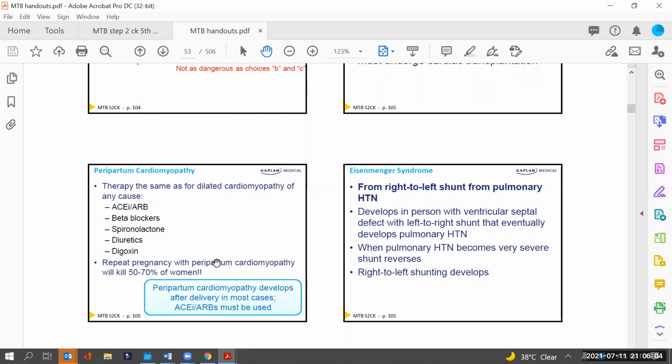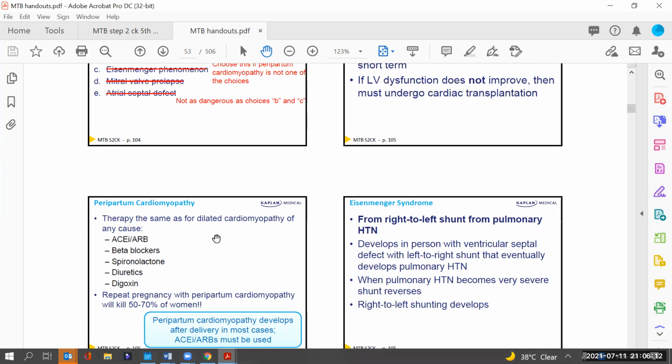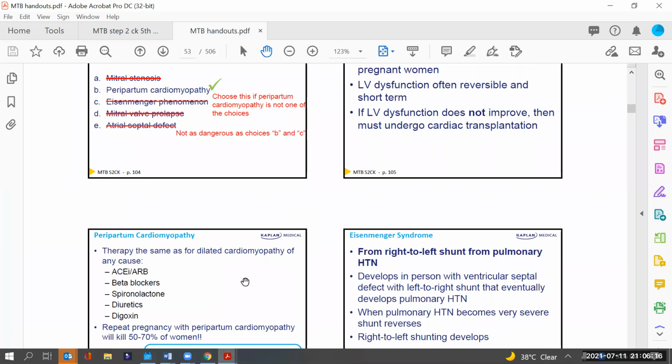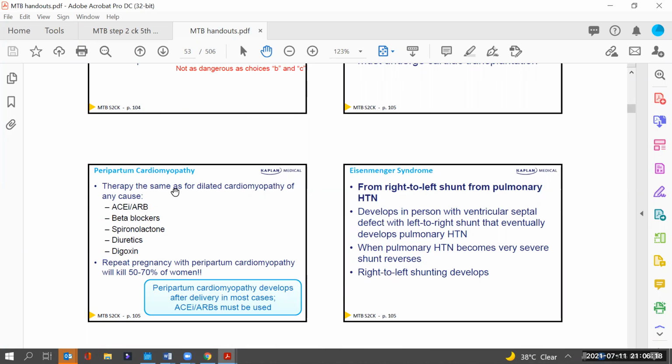Repeat pregnancy with peripartum cardiomyopathy will kill 50 to 70 percent. That's why we always counsel our patients not to get pregnant again if they have peripartum cardiomyopathy. So what is the most important thing? You are going to see antibodies in your patient. You are going to give a treatment just like for dilated cardiomyopathy. There is nothing much different.